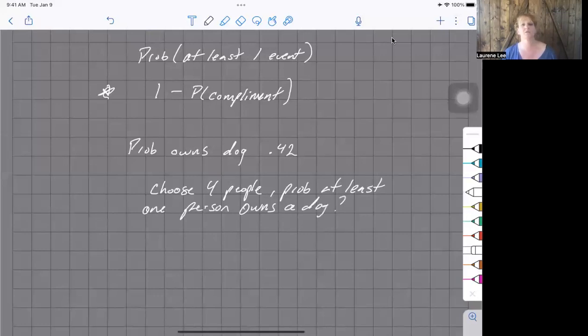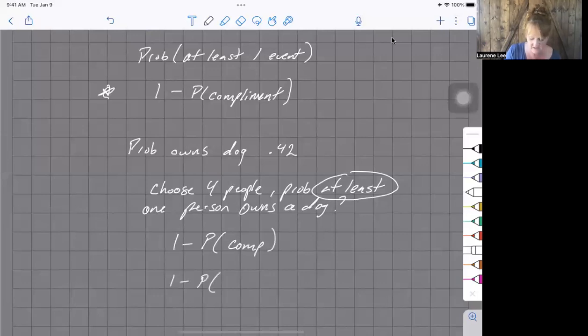Okay, so a lot of options, right? One person can own a dog, the first person, the last person I picked, the third person, 2 people could own a dog, 3 people could own a dog, 4 people could own a dog. That's all at least one. So instead of dealing with all of those options, because it says at least, we're going to look at 1 minus the probability of the complement, which is our formula. Now, what's the complement? If I own a dog, the opposite is I don't own a dog, right? So this is going to be 1 minus the probability that no one owns a dog.